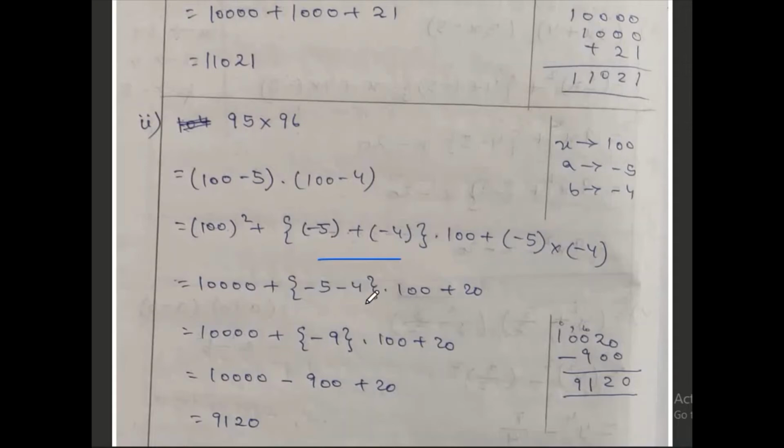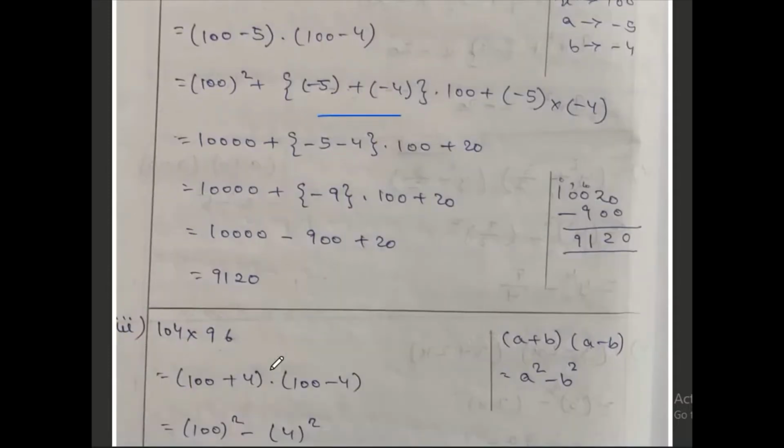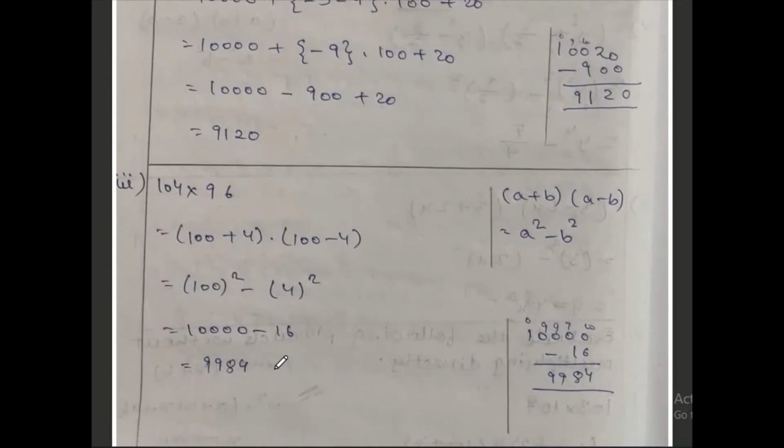So 10,000, this is minus 9, because both minus means plus, but the sign is minus, into 100 plus 20. 10,000, this multiplication is minus 900 plus 20. You can add these two first, then subtract. First subtraction, then addition, doesn't matter. You get your answer 9120. Only one thing, direct multiplication is not possible. I hope you can understand.